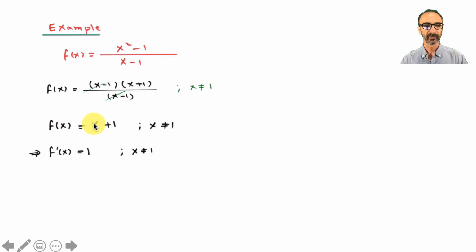The derivative for x will be just 1, and the 1 will be 0. What this means is that your derivative is 1 all the time. And you don't have a derivative at x equals 1, because 1 is also out of my domain. You see, you can't have a derivative where the original function is discontinuous. We had that in the last video.